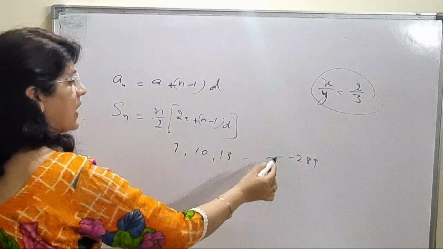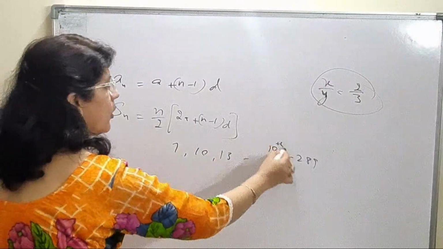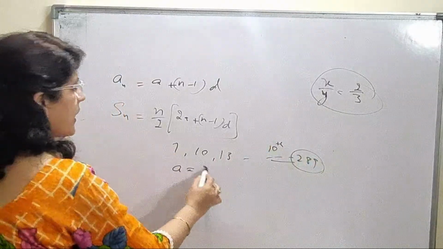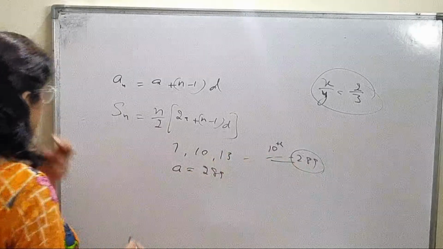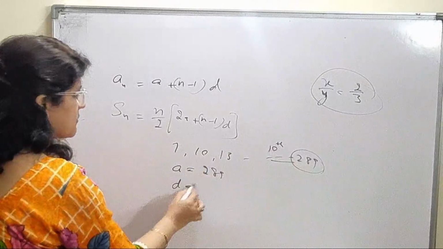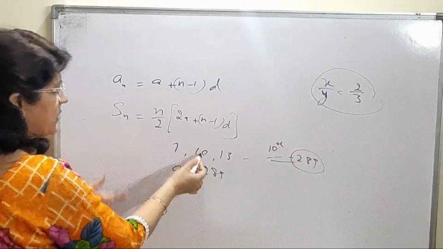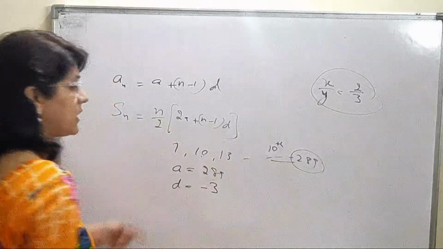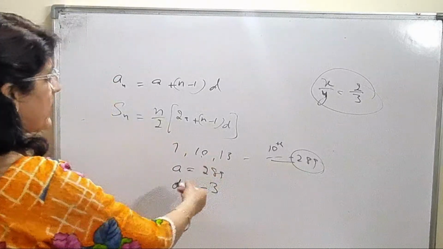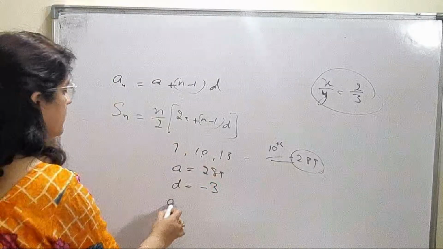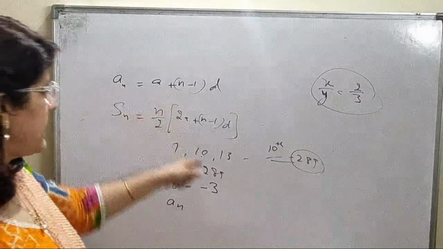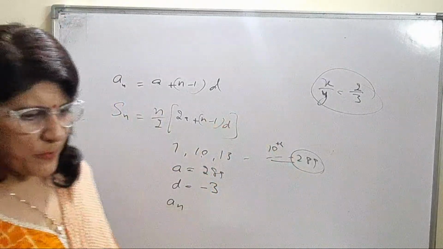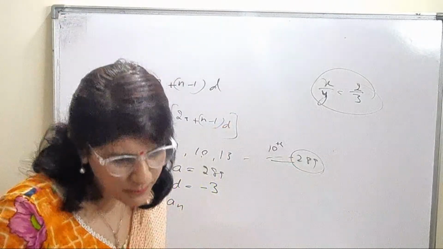If they ask to calculate the 10th term from the end, then this term will become the first term. So a is not 7, a is 289 because we are calculating from the end point. And now d is the second term minus the first term, so 10 minus 7, it means 3. But we are taking d with the opposite sign, so minus 3. Now you will calculate the 10th term, it means you are calculating an, that is a plus 9d, and you will get the answer of the 10th term from the end also. So this type of question can be asked in AP, otherwise it is a very simple one.